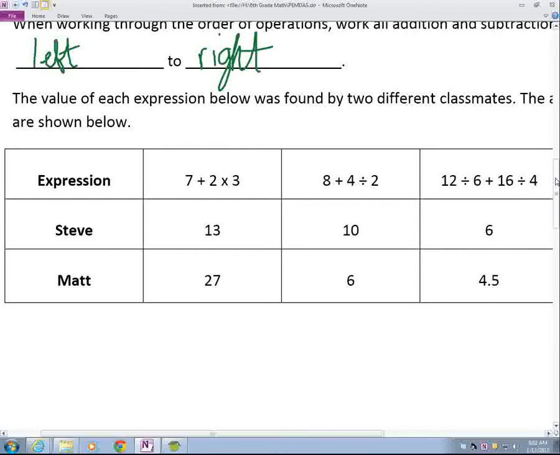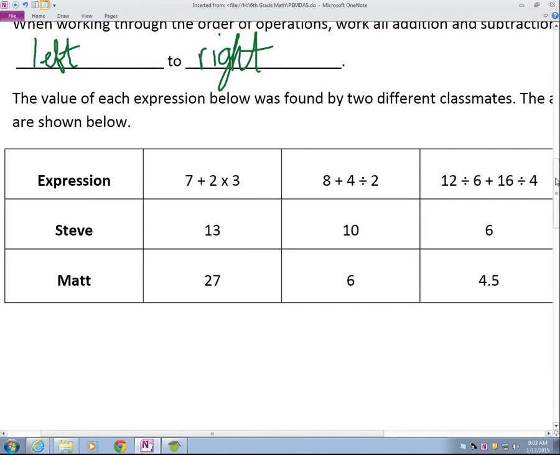Good old Steve. The value of each expression below is found by 2 different classmates. The answers Steve and Nat gave are shown below. So one of these is right, one of these is wrong. So let's work through this one together, and then on the backside of your notes, I'm going to have you guys start those by yourselves.